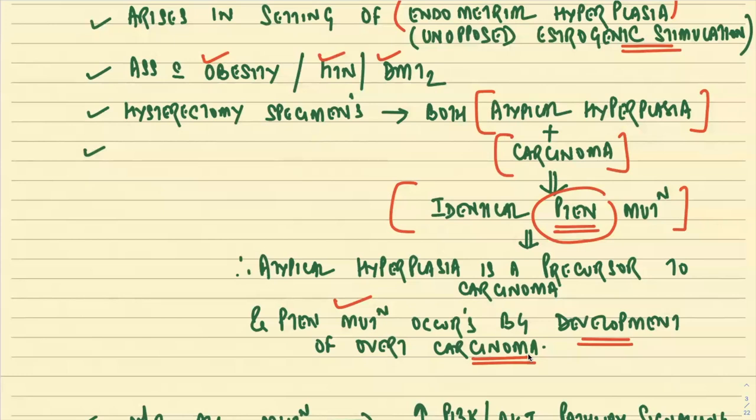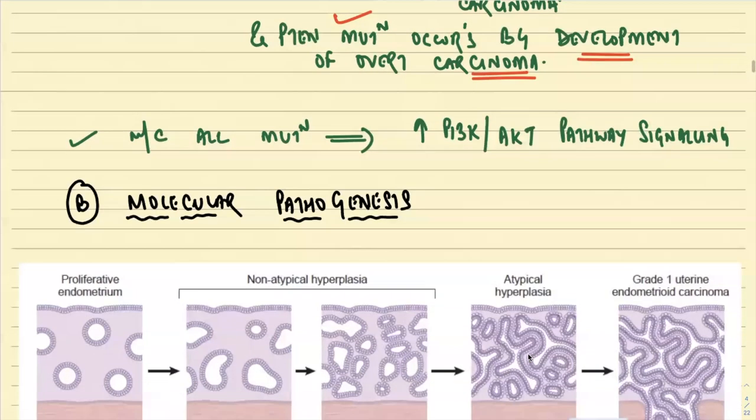Is this point very clear? Okay. Now, most commonly, all the mutations that we have seen in type 1 endometrial carcinoma are increasing the PI3K AKT pathway signaling, which is one of the growth pathways. What is the other growth pathway? MAP kinase signaling pathway is the other growth pathway.